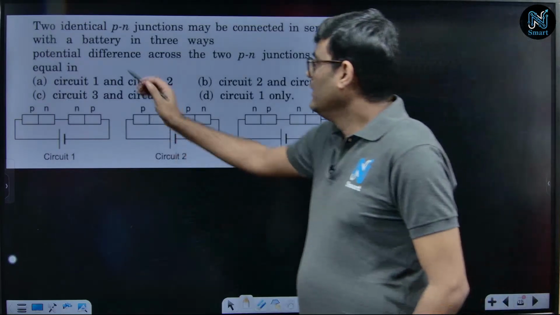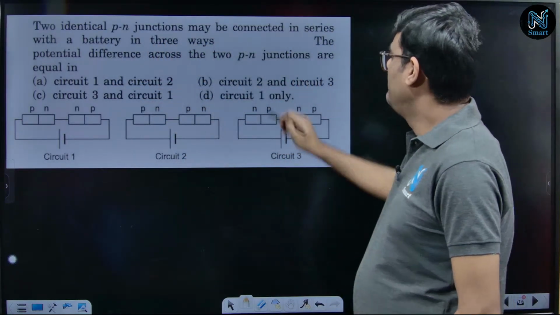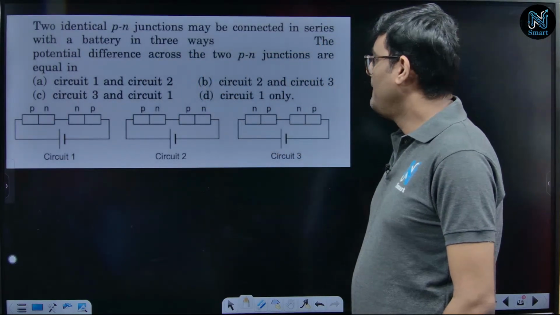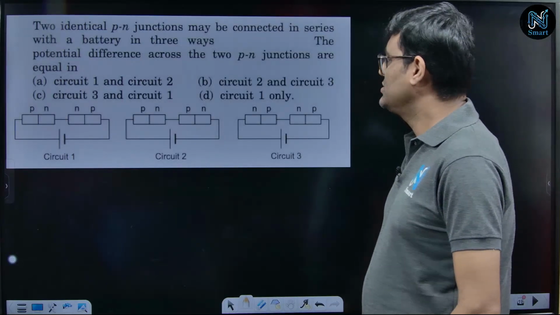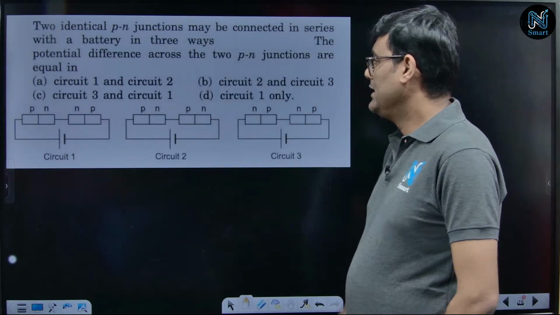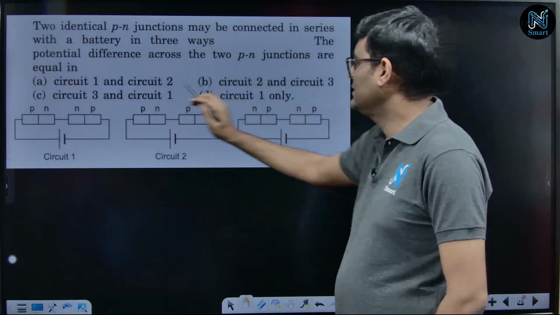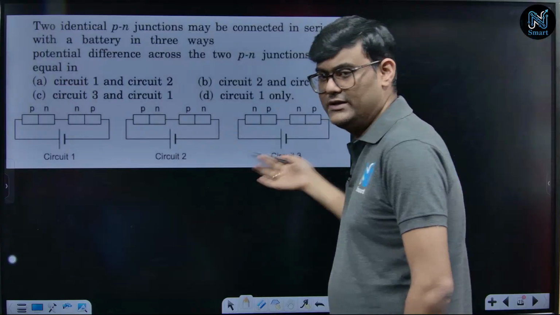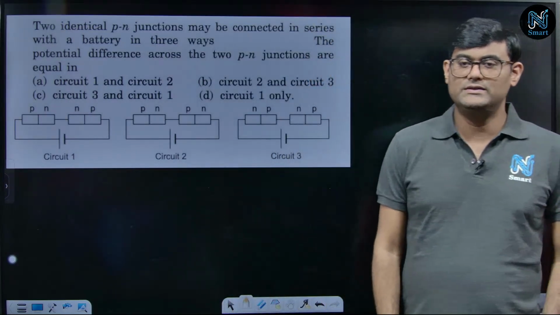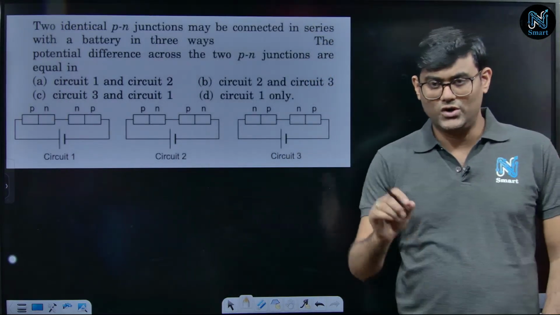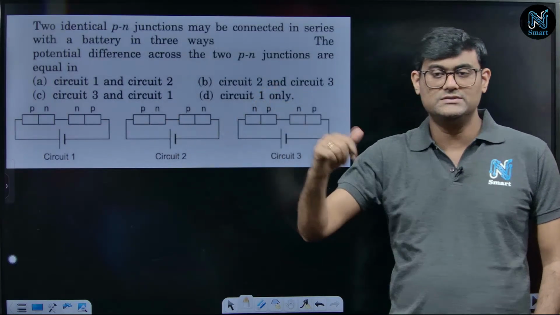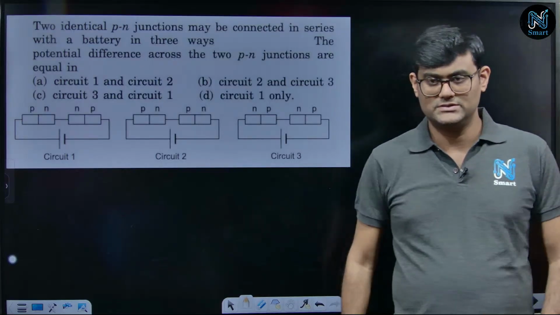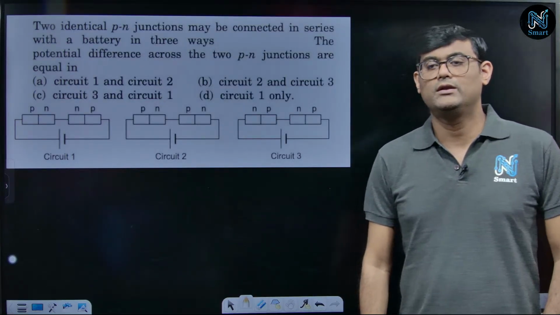Okay, two identical PN junctions may be connected in series with a battery in 3 different ways. Potential difference across the 2 PN junctions are equal in circuit 1 and circuit 2, circuit 2 and circuit 3, circuit 3 and circuit 1, or circuit 1 only. Can you identify these circuits? Try to identify these circuits. Hint: try to draw these small PN junctions with a diode notation, right? Then you will be able to answer this question. Think for a moment. I will give my solution right away.